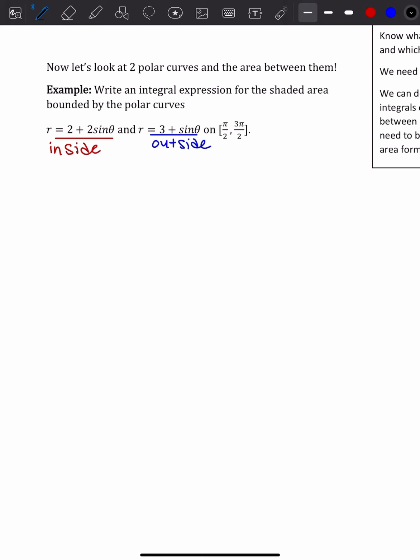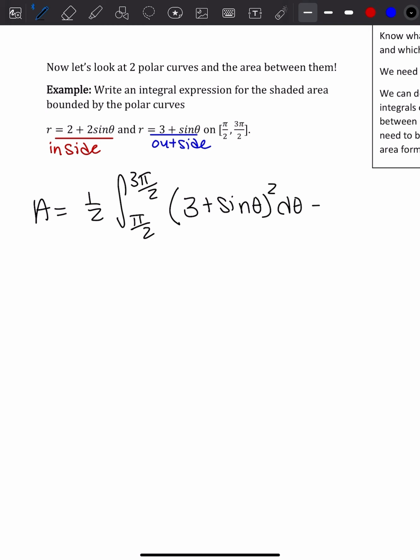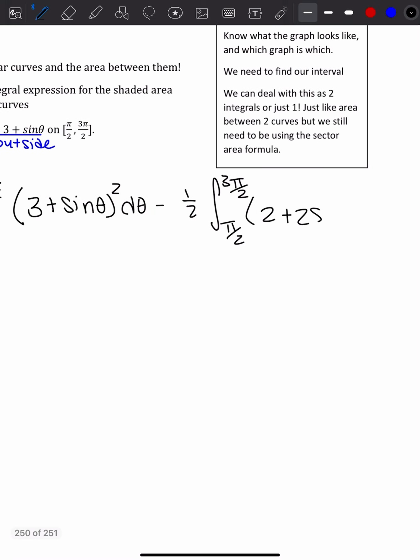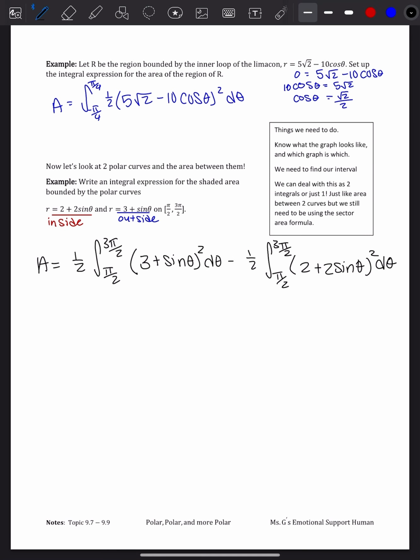I would take the bigger sector area if I'm doing it separately first. So 1/2 the integral from pi over 2 to 3 pi over 2 of the outside function, 3 sine theta squared d theta. And we're going to subtract the inside equation. So 1/2 the integral from pi over 2 to 3 pi over 2 of 2 plus 2 sine theta squared d theta. So this is going to be our equation that we can use to find the area between those two curves.